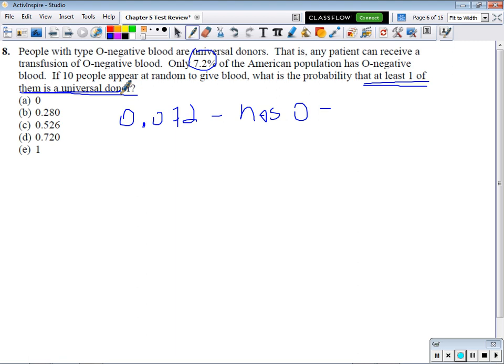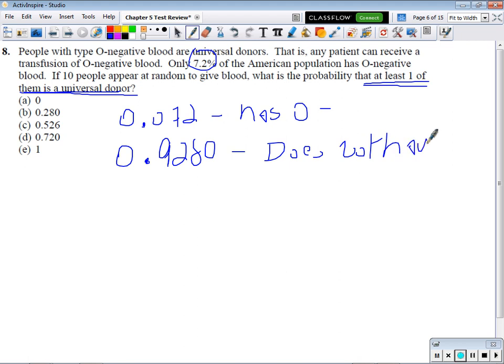So if the probability that someone has O negative blood is 0.072, that means the probability that someone doesn't have O negative blood would be 0.9280. That's just 1 minus 0.072. So this would be 0.9280 does not have O negative blood. So when we're talking about at least 1, the complement of that would be none of the people have it.